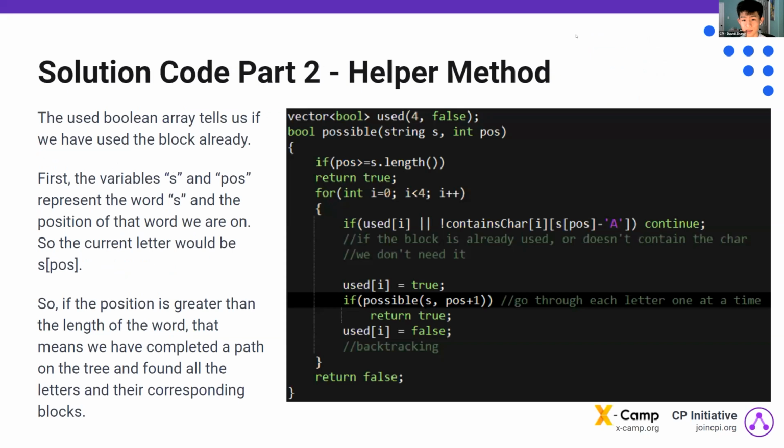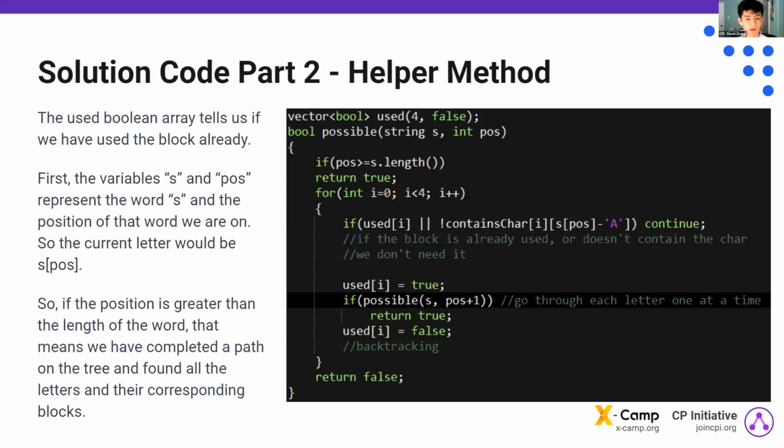So what I did was make a helper method, basically a function that returns a true or false value saying: is it possible to construct the string with the blocks? Again, I'm using this contains char array. And this is where we go into what's called backtracking, which is a pretty tough topic for beginners, but you can check it out at the Competitive Programming Handbook. That's how I learned it.